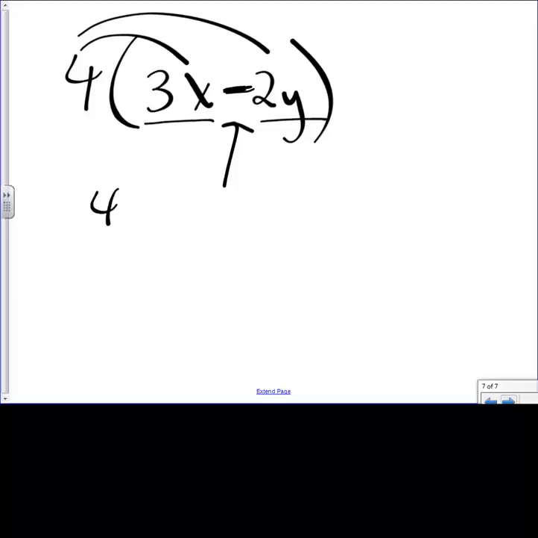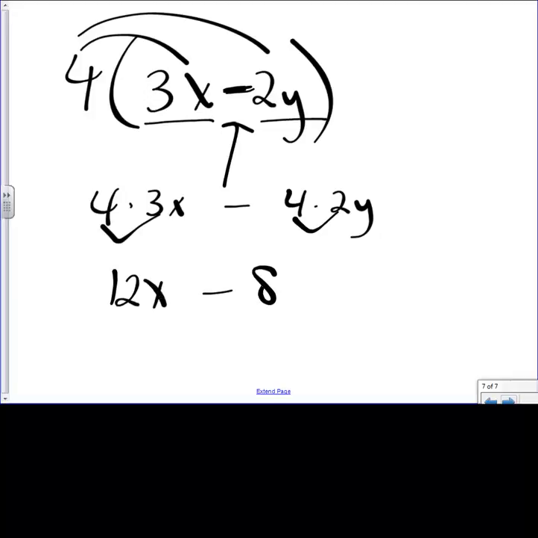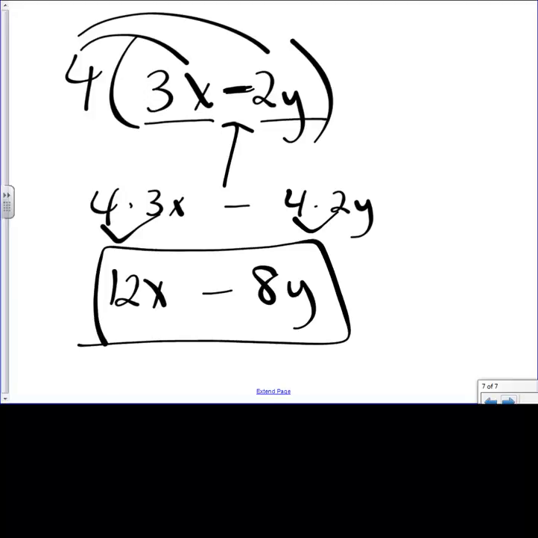So I have 4 times 3x minus 4 times 2y, right, because the 4 goes in there on both of these. I multiply the numbers and I get 12, the x stays with it, minus 4 times 2 is 8y. So this is my final answer. When the 4 gets distributed to both things inside, this box down here is my final answer.